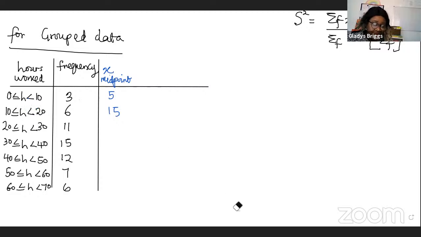Oh my goodness, I hope it doesn't go off. It's saying my internet connection is unstable. Okay, 35, 45, 55. Please take screenshots in case.